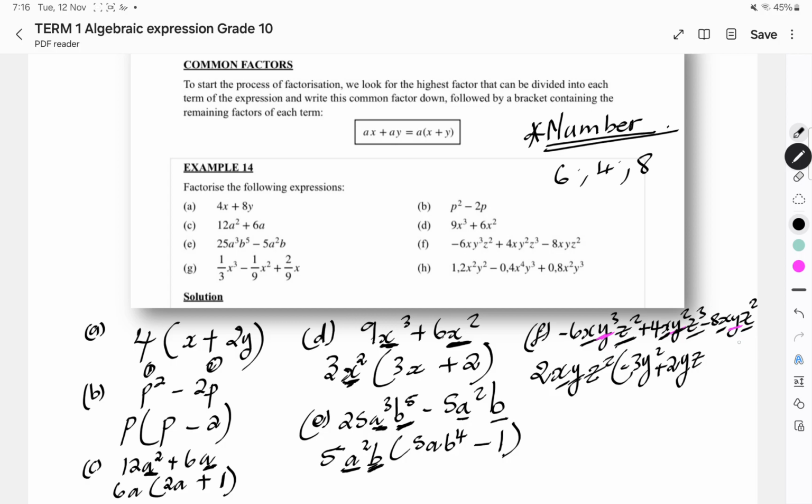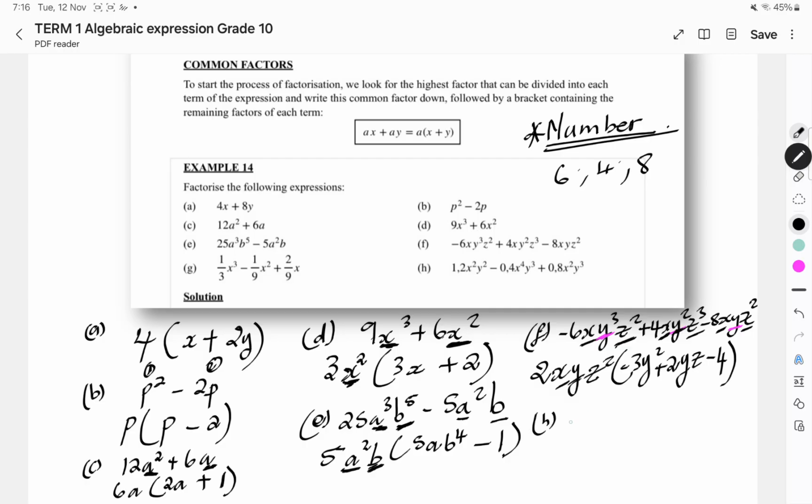Then negative 8 divided by 2, you get negative 4. X and x will go, y and y will go, and then you have z squared, and then z squared will go. So you're only left with negative 4 that side. So you are done.